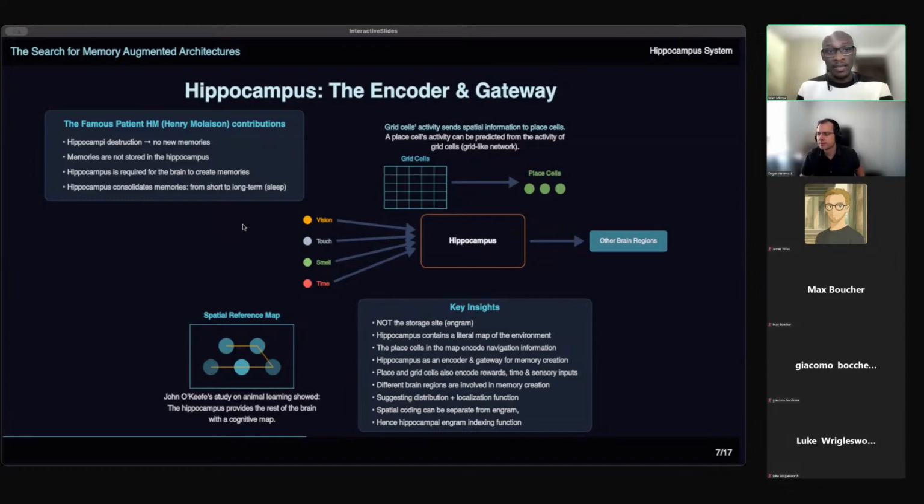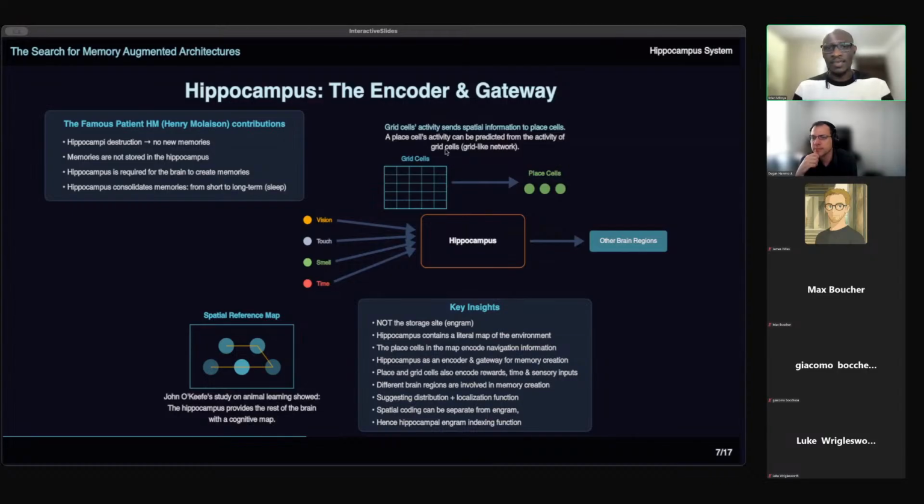We also learned that the hippocampus has a few other roles. For example, if you think about how memories are stored, the hippocampus has cells like the grid cells and place cells, and those are part of the distribution mechanism that uses these cells to distribute information from the hippocampus to all the other parts of the brain.